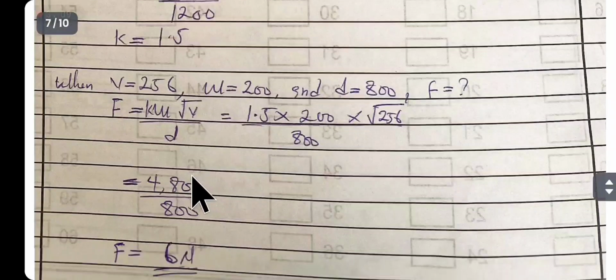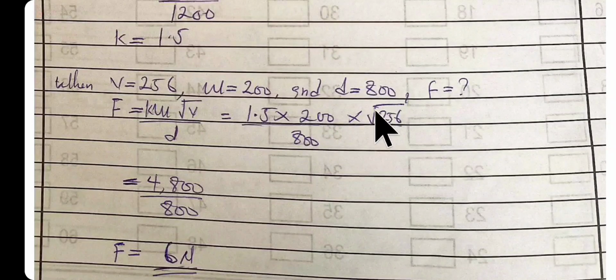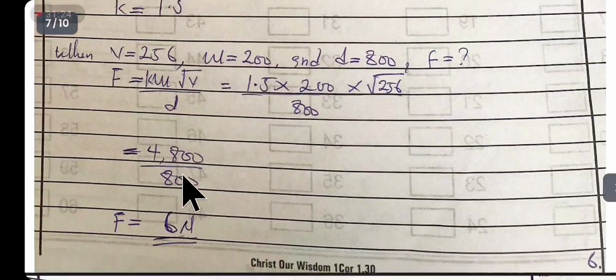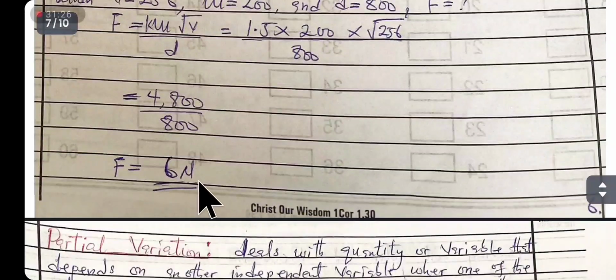Look at it. So this is going to be equal to 1.5 times 200 times square root of 256, which will give us 4800 all over 800. So 0 cancels 0, 0 cancels 0, 48 divided by 8 will be 6 Newton. So this is the value of our force.